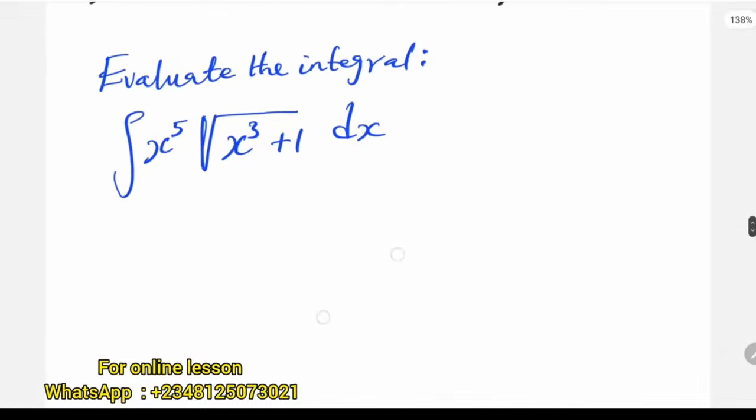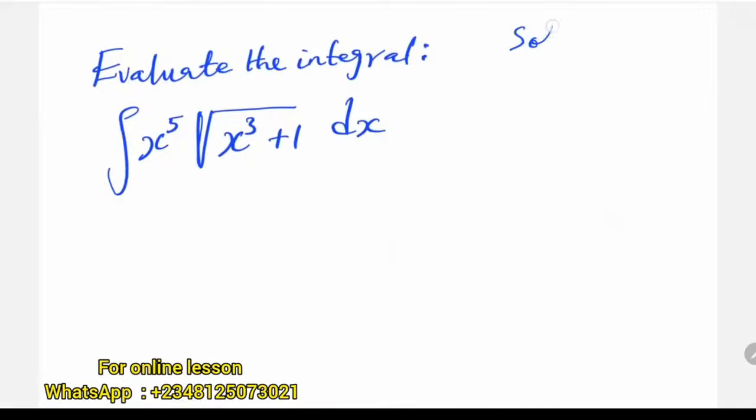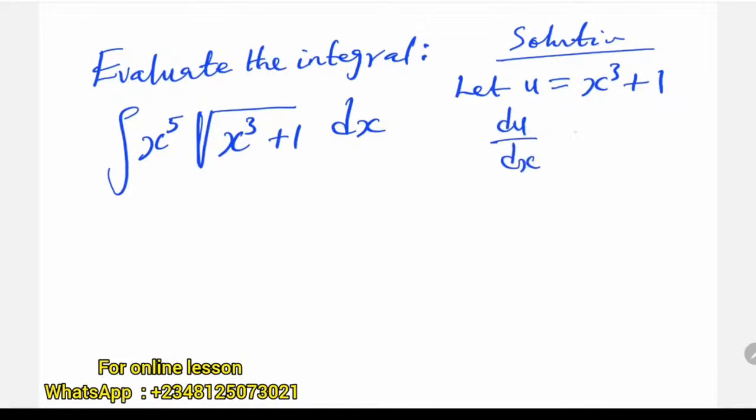Let's go to the solution. We say let u equal to what we have here inside the radical, x raised to power 3 plus 1. Then we are going to differentiate u with respect to x, so that we have du/dx equal to 3 multiplied x by 3 minus 1, becomes 3x raised to power 2.